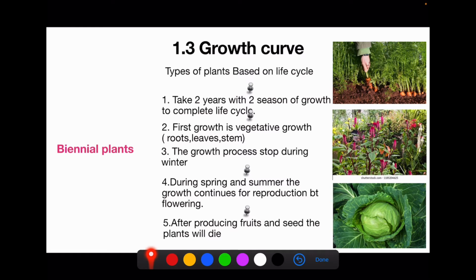So these pictures are examples of plants that undergo biennial growth, such as the carrots, the silvercock comb plant, and also the cabbage.